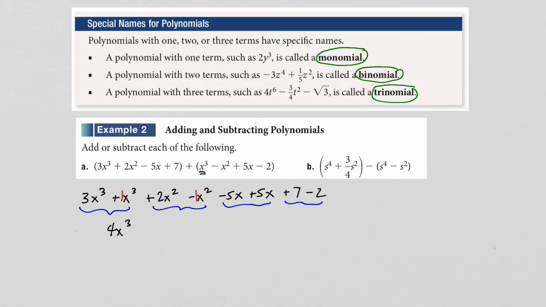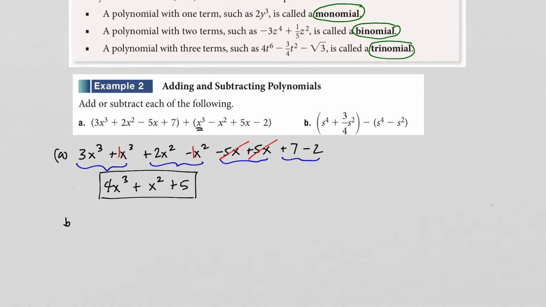2x squared minus 1x squared is positive 1x squared, and when you have 1x squared, you don't need to write the 1 in front of the x squared. Negative 5x and positive 5x completely cancel. And finally, positive 7 and negative 2 is positive 5. So this is the solution to the first example here.